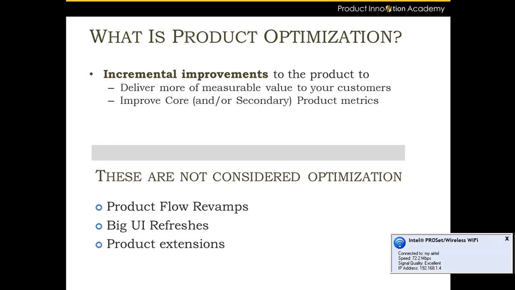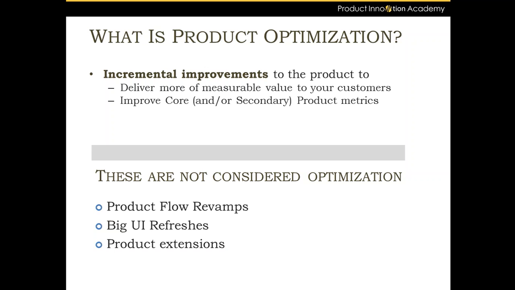For example, I can do a product revamp as a series of small features, test them, and launch it. So there, the line between optimization and non-optimization goes away, right?